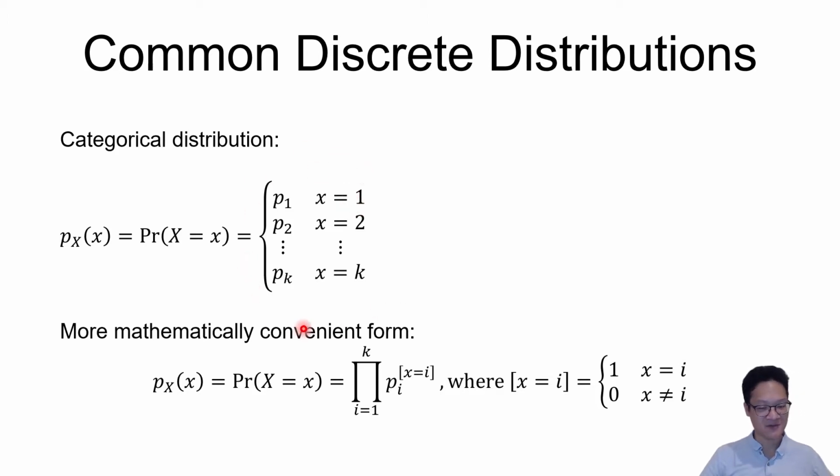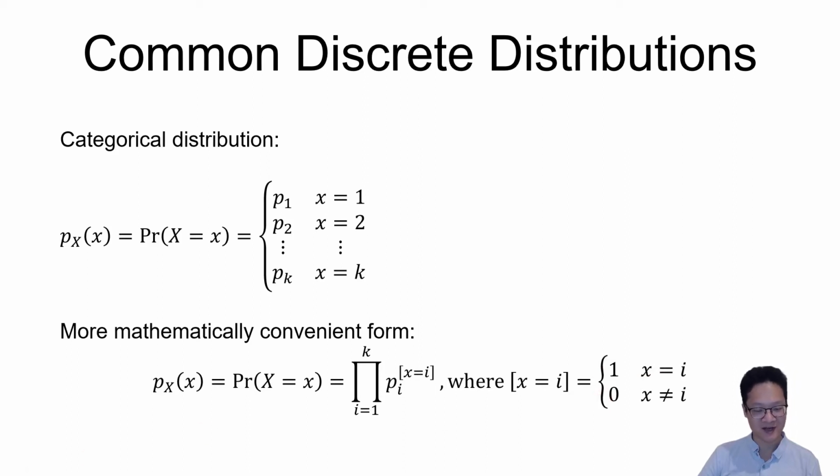Again, this is a bit hard to work with because it has so many cases, but we can convert everything into one line by using this convenient form. Basically we have the product from i equals 1 to n. This big pi is the product. It's the same thing as the sigma notation for sum, but this is a product. So the product from i equals 1 to n of p_i to the power of the indicator of x equals i. This is the indicator function. Basically, the thing inside the bracket equals 1 if x equals i, and 0 otherwise.